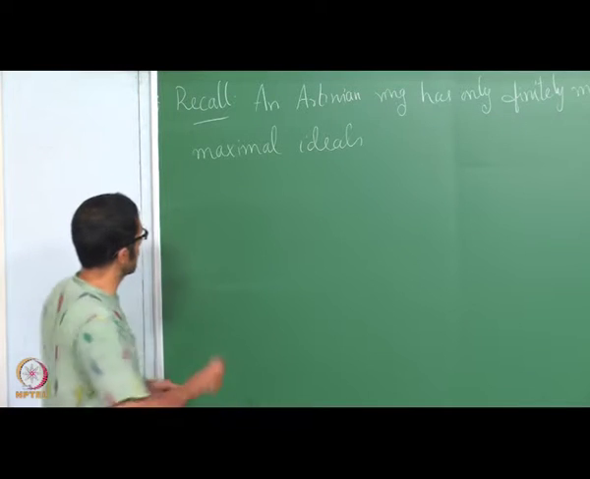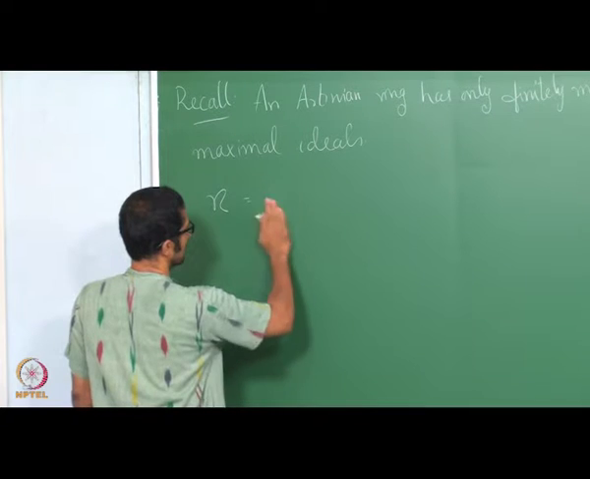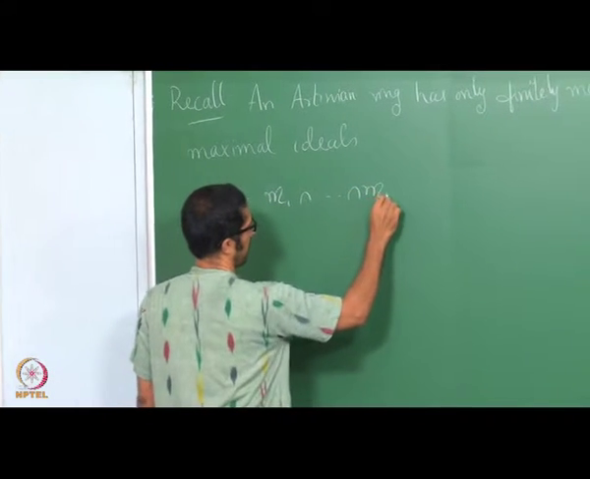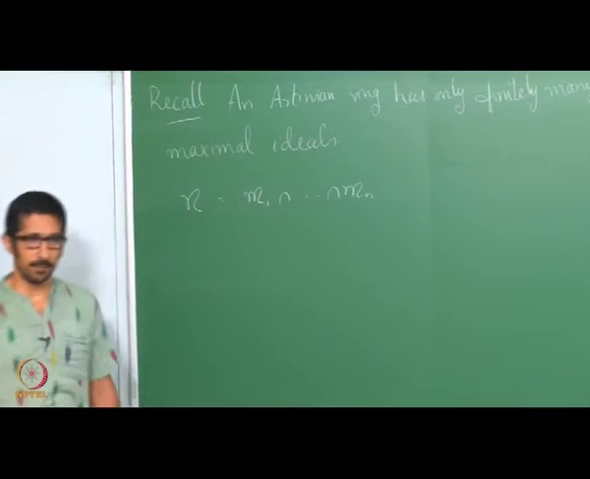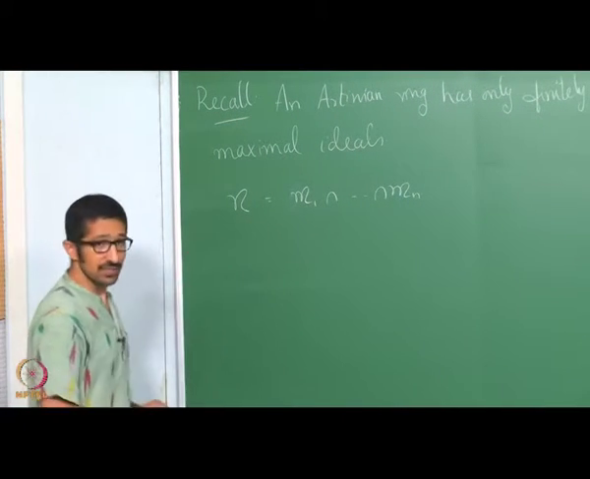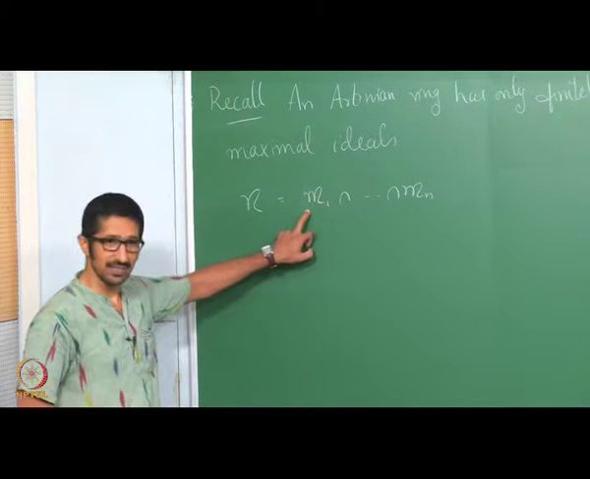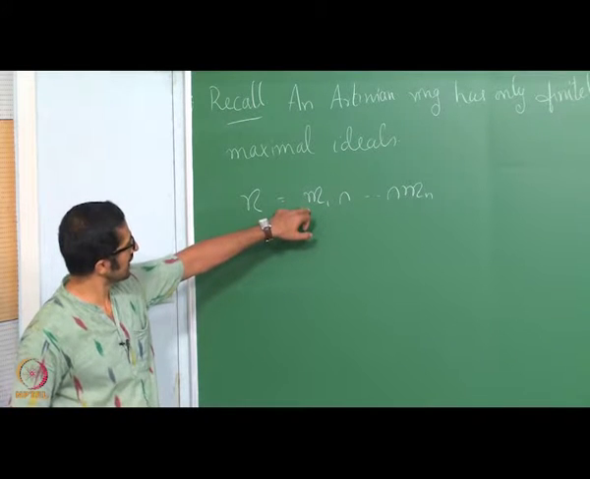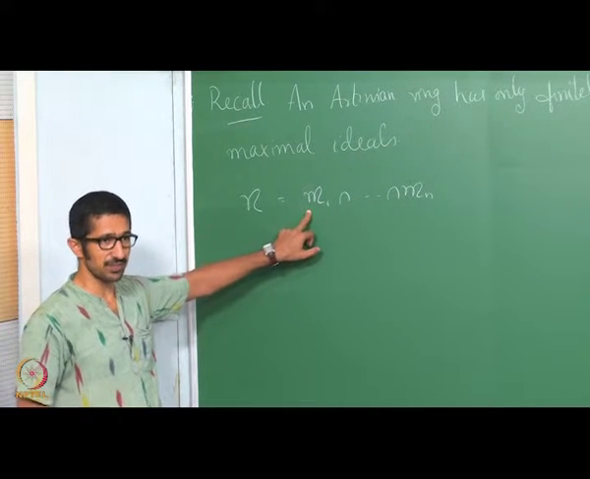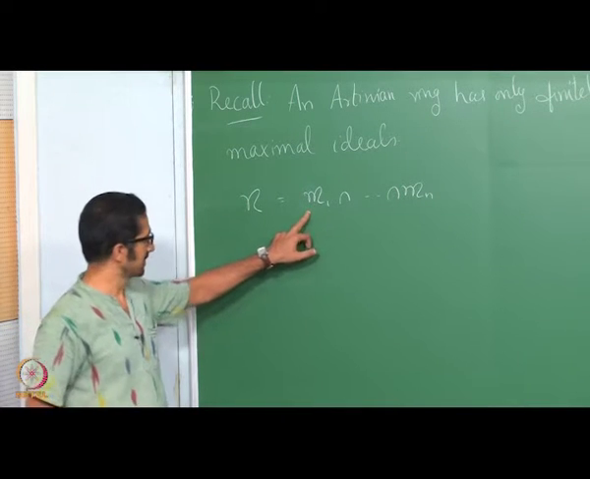Which means if you look at the nil radical, it is the intersection of M1 up to Mn, right. Sorry, yes, this is the Jacobson radical as well as the nil radical, because in our Artinian ring all prime ideals are maximal. So, the nil radical is equal to the Jacobson radical in an Artinian ring.